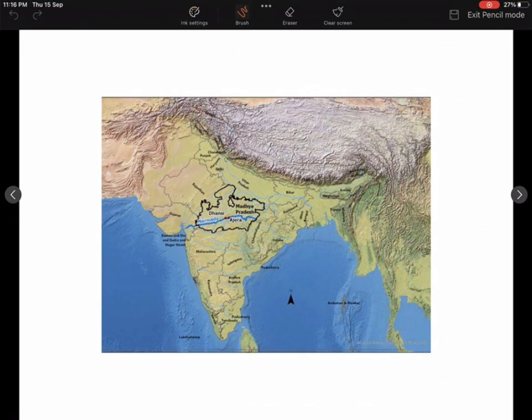See, in this map the things will be clearer to you. Here we have Madhya Pradesh. From Amarkantak it is rising, and later on it is going towards the Arabian Sea. So this is the Madhya Pradesh state touching the border with Chhattisgarh. I hope the things have been clear to you.